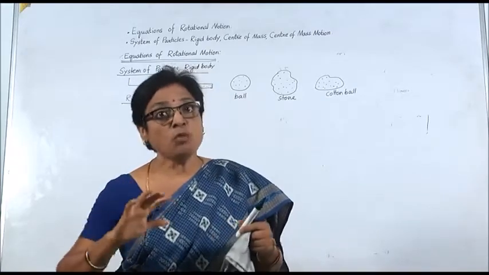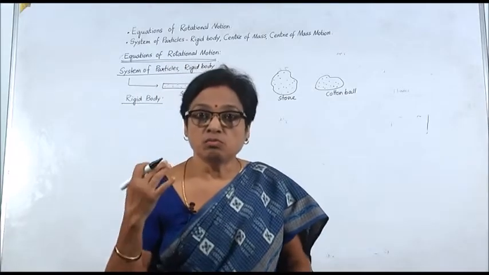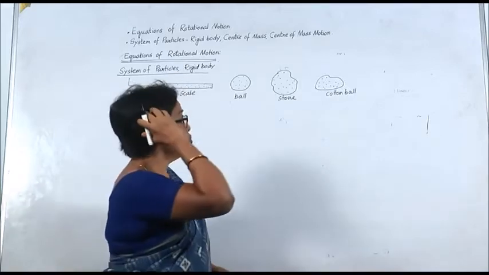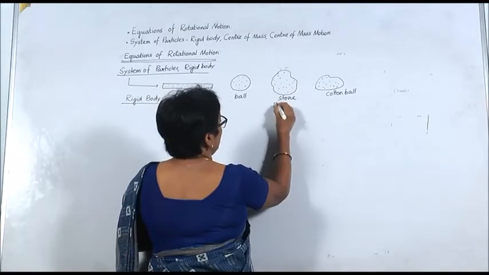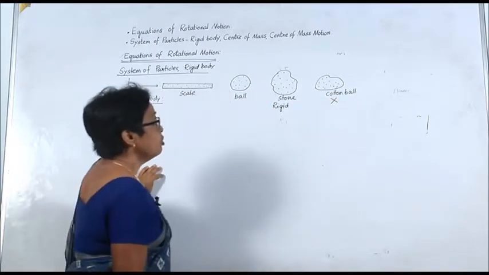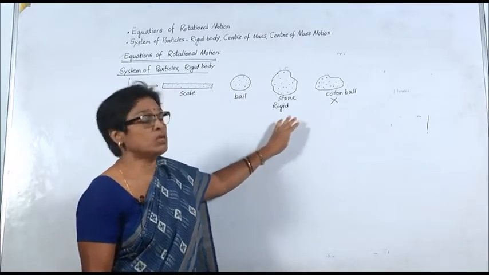Because it cannot oppose the change. It will change, the shape will change and the dimensions will change. So that is why cotton ball is not rigid. So this is a rigid body, this one is rigid, this is not rigid. So we will not talk about cotton ball motion or anything of that kind, we will talk about rigid body.